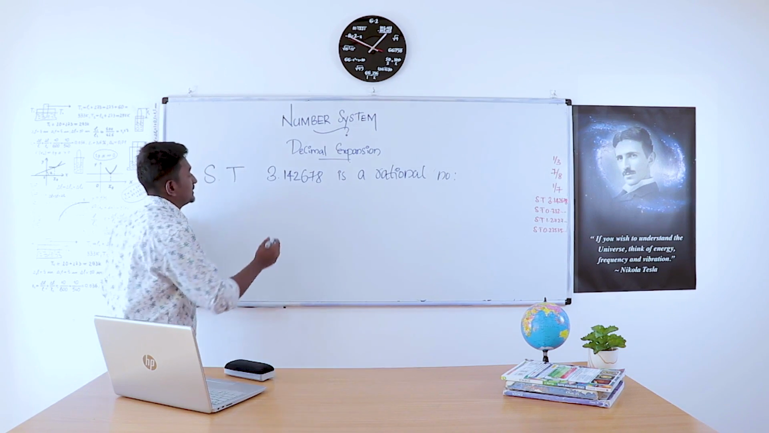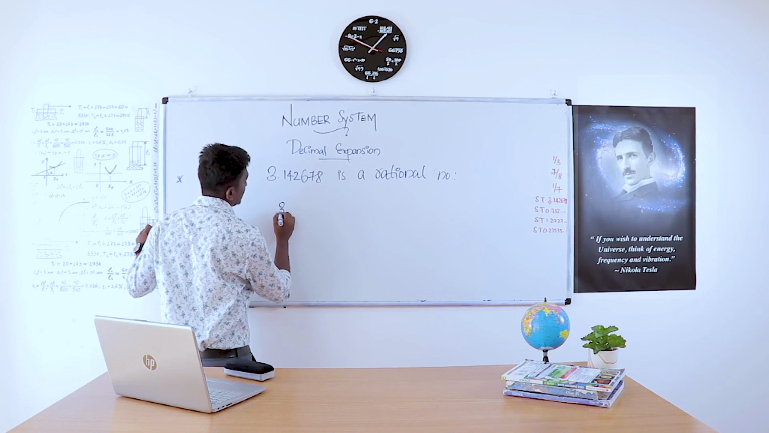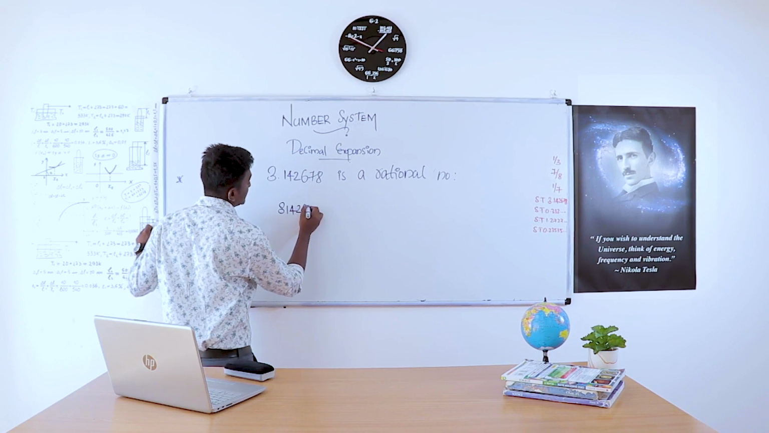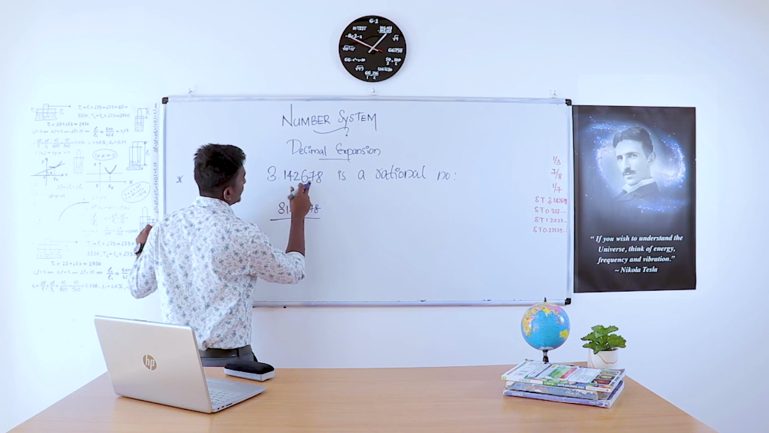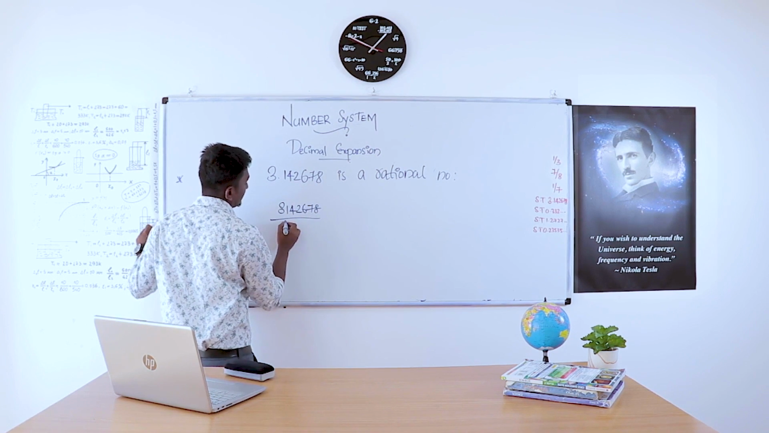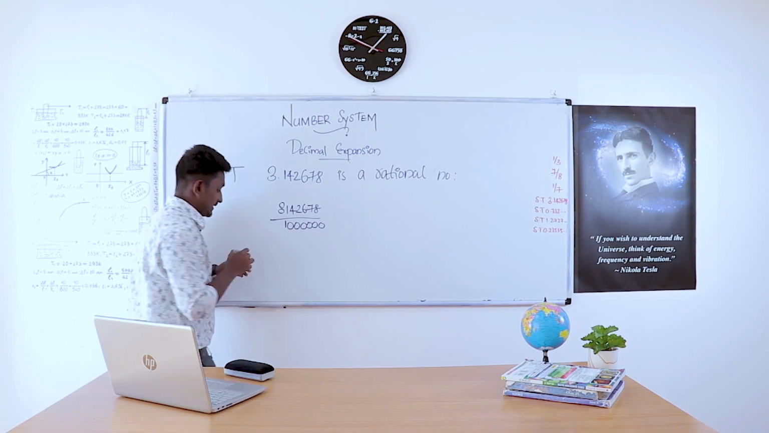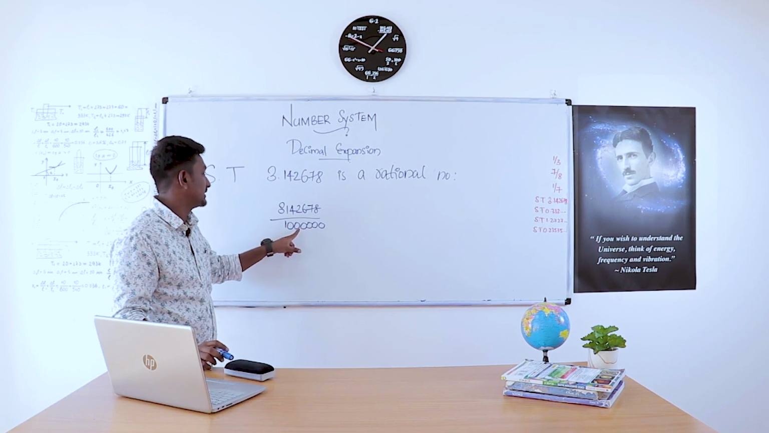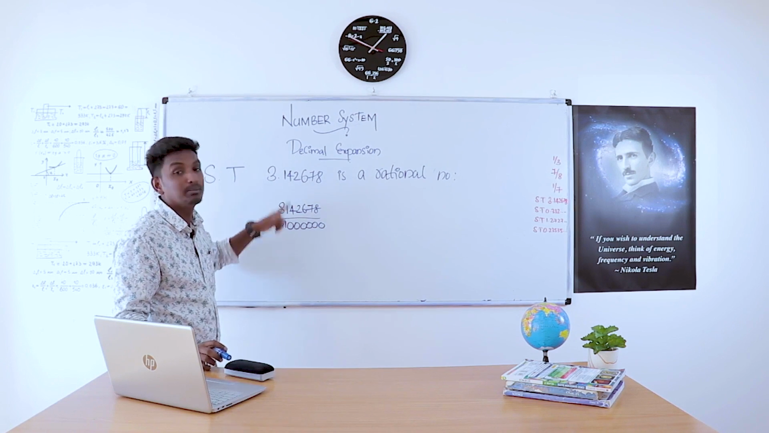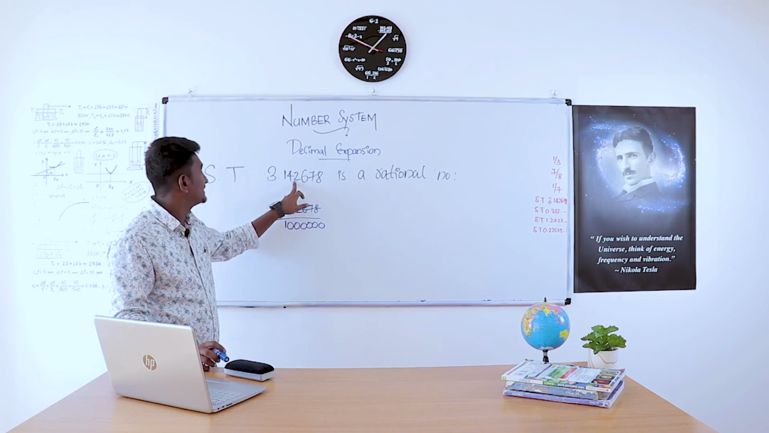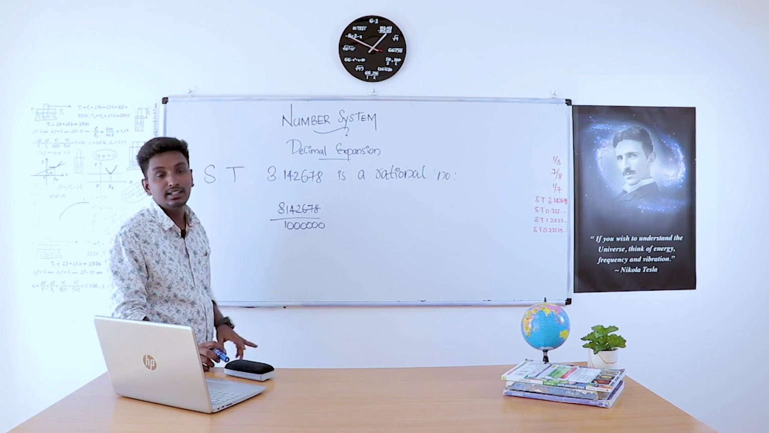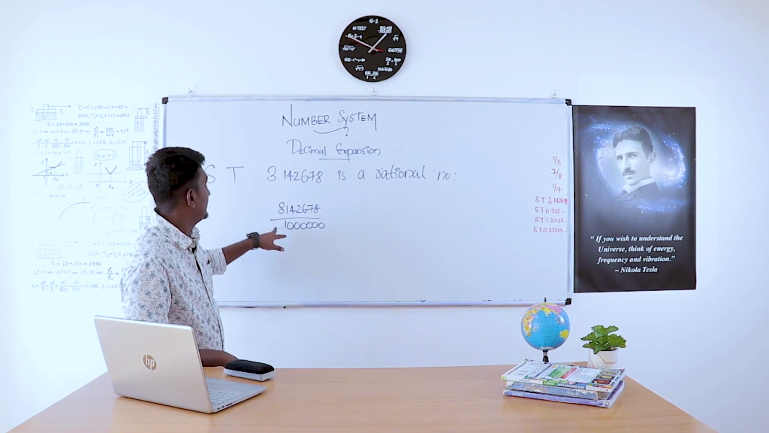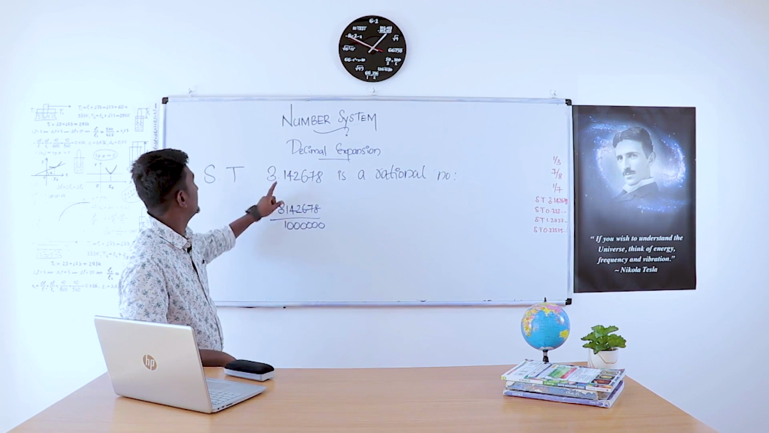How? This can be written as 3142678 divided by... There are 1, 2, 3, 4, 5, 6 positions after the decimal. Therefore, 3142678 divided by 1, 10, 100, 1000, 10,000, lakh, 10 lakh, that is, divided by 10 lakh gives this number. Clear? There are 6 positions after the decimal. Therefore, divide it by 10 lakh. Then we will get this.